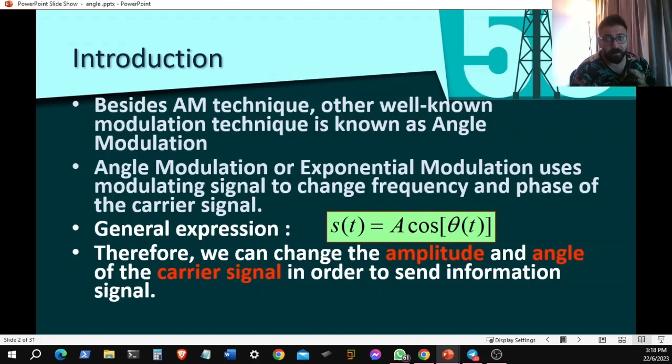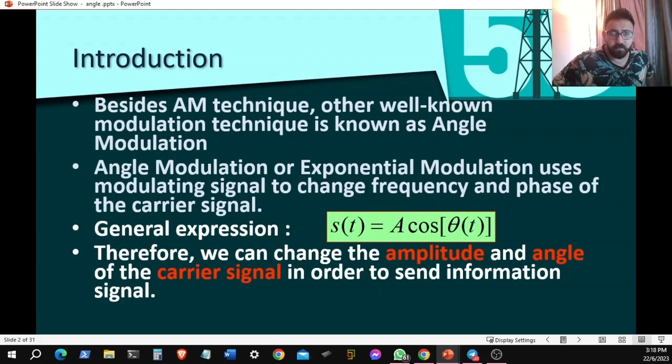Previously we talked about amplitude modulation, and now we will be talking about angle modulation. Angle modulation, or exponential modulation, which is another name, uses the modulating signal to change the frequency and phase of the carrier signal. So our focus is on the carrier signal, and the general expression is s(t) equal to A, the amplitude, cosine theta(t).